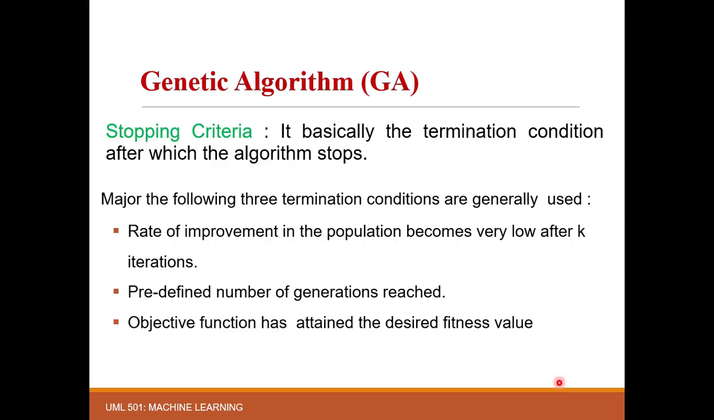Or the next one is that your objective has been reached. That means you have demanded that for your problem there is a threshold, and if you get a fitness value above the threshold, then you stop. Suppose in the case of your knapsack problem, you have fixed that if you get a profit of, say, 100, then you will stop the algorithm. So according to these conditions, your algorithm will stop.